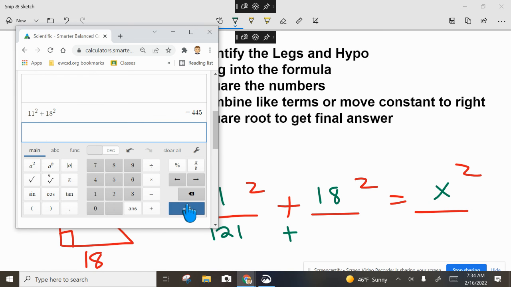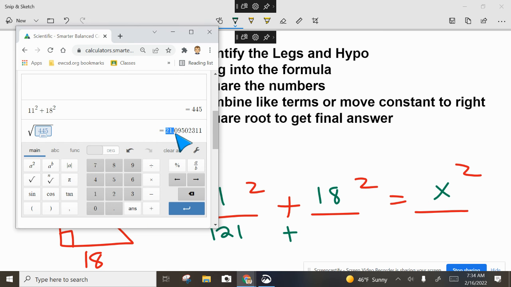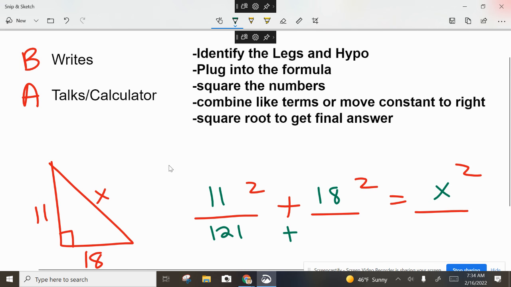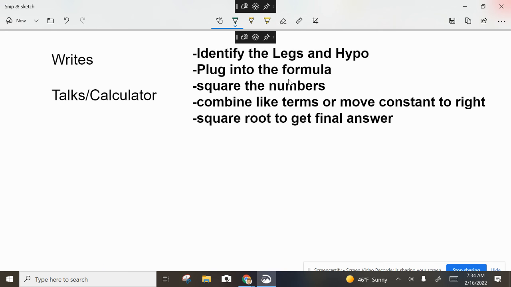All right, now I have 445. So I'm going to go ahead and go square root of the answer, which is 445. I get 21.1, and we always want to round to the tenth for us. I've always taught you that. So 21.1. If you got there, let's go. Okay, 21.1 was your answer. 21.1 if you rounded it. All right, switch roles. We're going to keep it going.